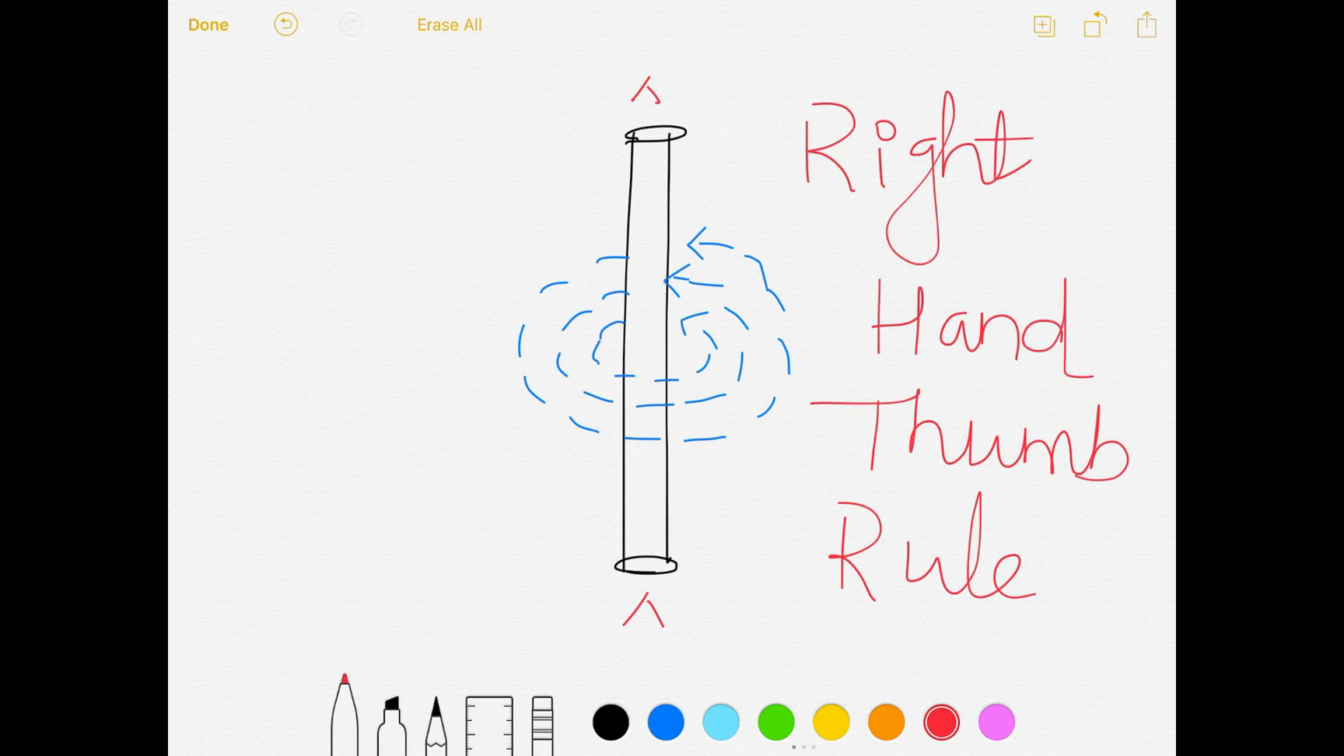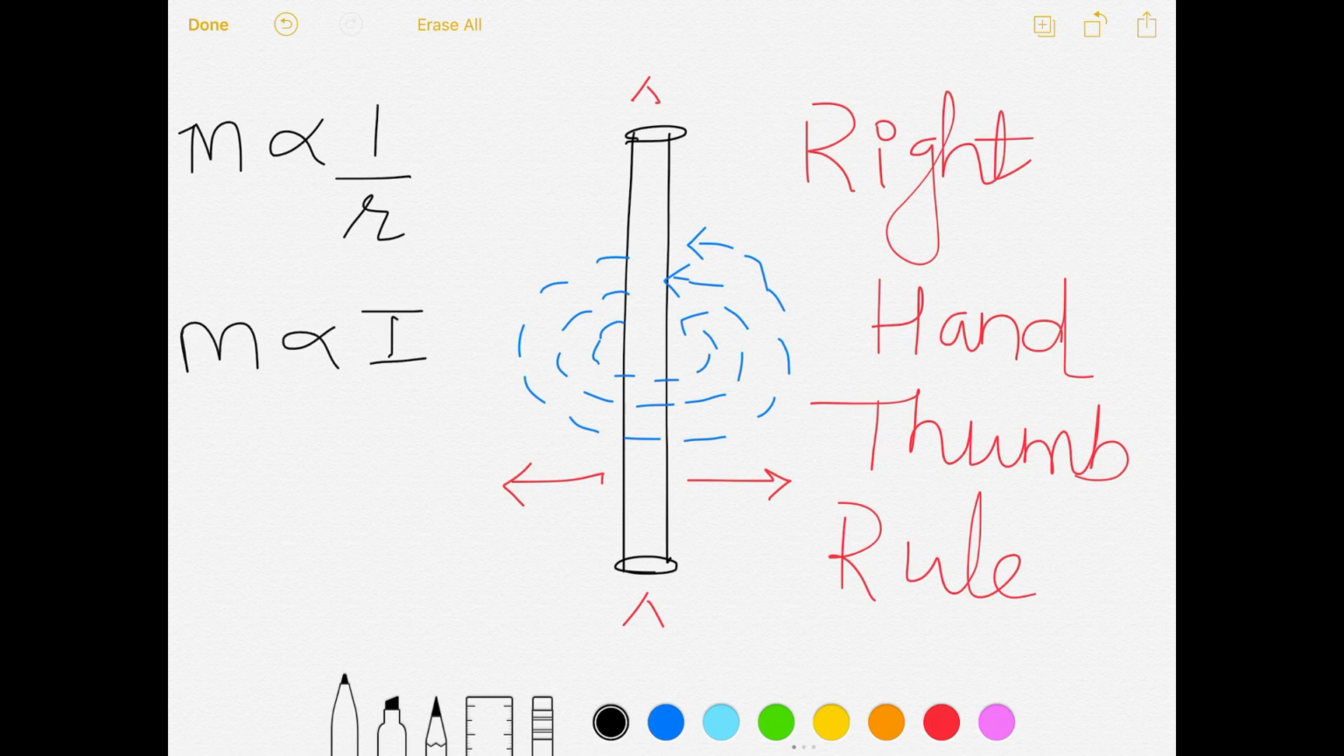Now coming back, a few more things to remember. As you move away from the conductor, you will see that the magnetic intensity of the field lines will be reduced. As you move away from the current carrying conductor, the magnetic intensity of those field lines will reduce. So we can say that the magnetic intensity that is produced is inversely proportional to the distance. As we move away, the magnetic intensity will decrease. One more thing, magnetic intensity is directly proportional to the amount of electric current that is flowing through it. So if you increase the amount of current, the magnetic intensity will also increase.